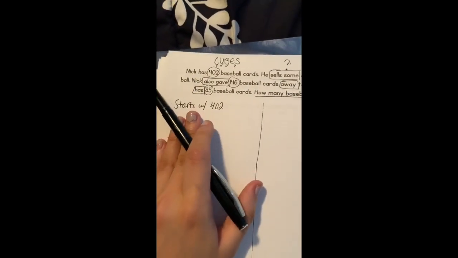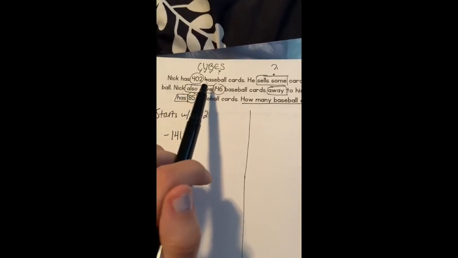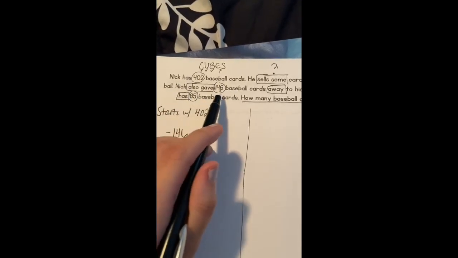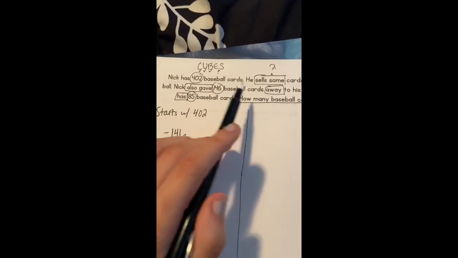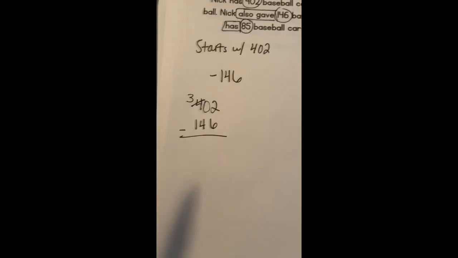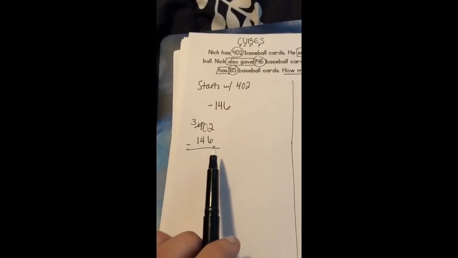So I know that I start off with 402, right? Because it says up here, Nick has 402 baseball cards. It then tells me that Nick also gave 146 away. If I gave something away, that means that I'm subtracting. I'm getting rid of it. I no longer have it. So I would be doing minus 146. My video cut out, so I already had started this. So we're going to do 402 minus 146.